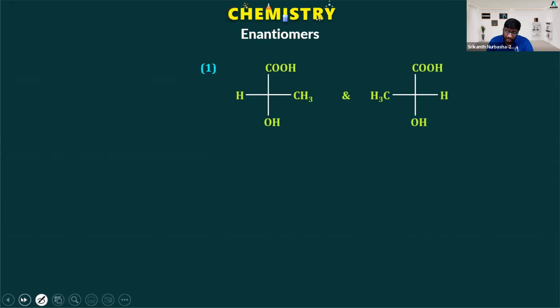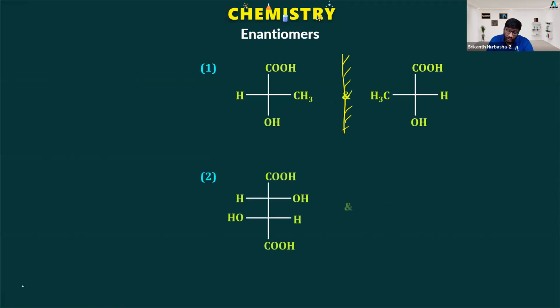Right? What are these? COH, H, CH3, OH. What are these two compounds called, students? Enantiomers. If I keep a plane mirror here, you will have CH3 reflected here, COH, OH and H. So these two are non-superimposable mirror images, so they are said to be enantiomers.